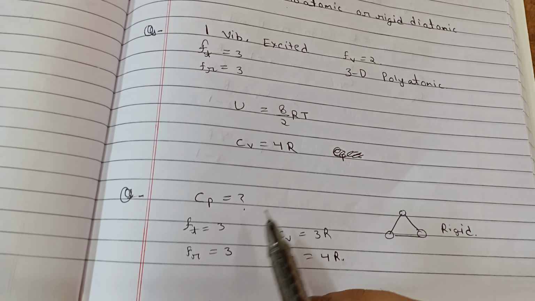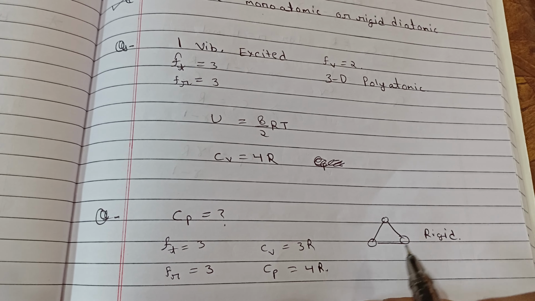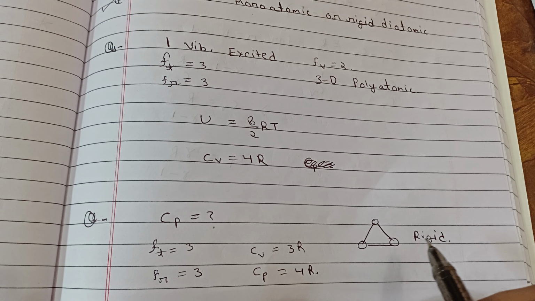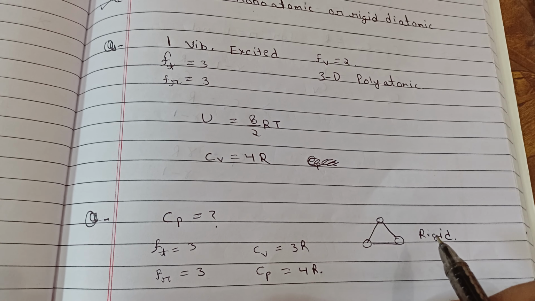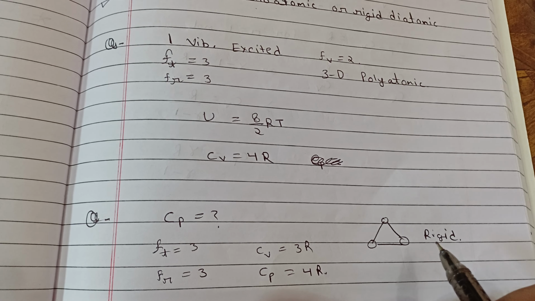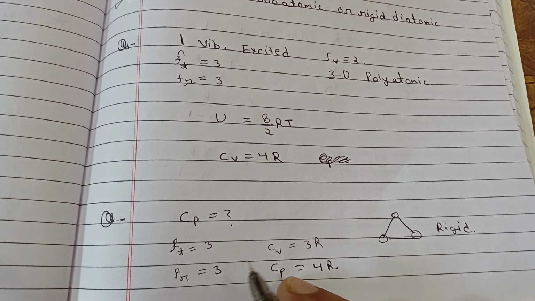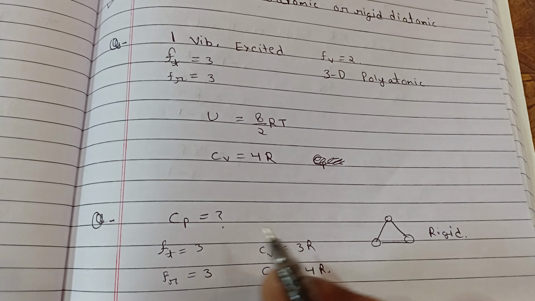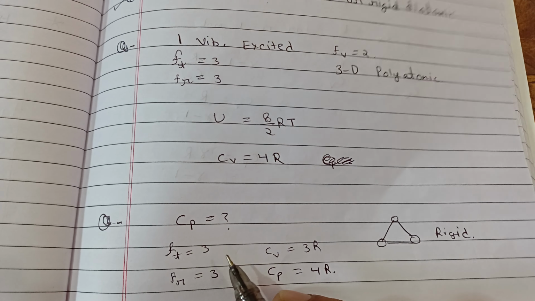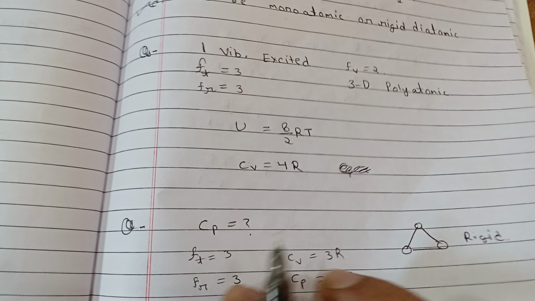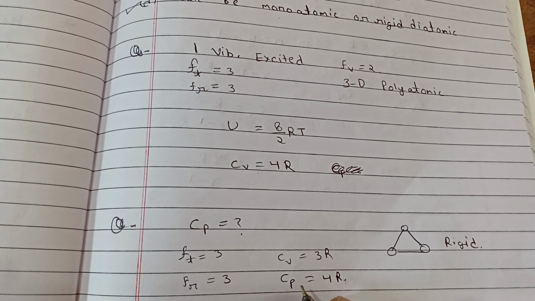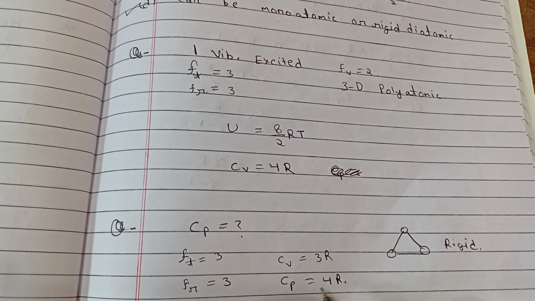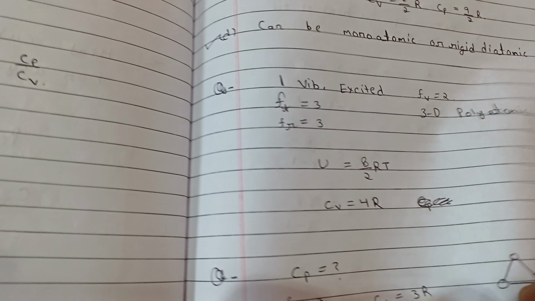There is one more question where you need to find the CP, and it is given that the molecule is something like this and it is rigid. So FV will be 0, FT equal to 3, FR equal to 3, because this type of molecule has 3 rotational degrees of freedom. So 6 will give you 6 by 2 RT, which gives 3 R as CV. CP minus CV equal to R, so CP equal to 4 R. So you will get the answer.